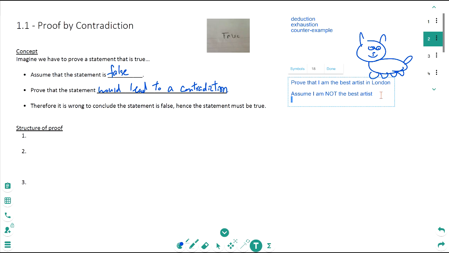Anyway, my drawing amazes everyone who saw it. That means this is proving the statement wrong. So the assumption that I'm not the best artist is wrong, because it amazed everyone, whether in a good way or a bad way. So it's a masterpiece. Therefore, this is wrong. If this is wrong, that means I'm not the not-best artist; in other words, I am the best artist. So that's the concept of contradiction. You assume that something is the opposite, and you prove the opposite is wrong. Therefore, it is correct. So the structure of proof.